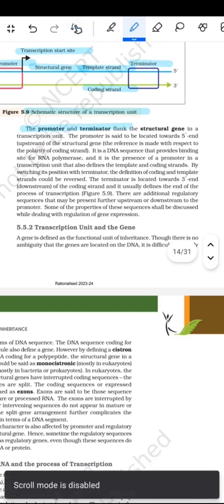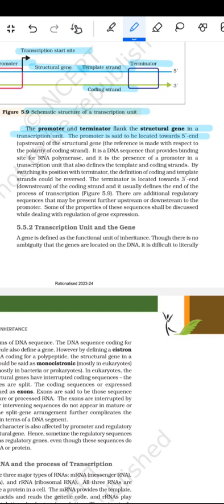The promoter and the terminator flank the structural gene in the transcription unit. The promoter is said to be located towards the 5' upstream of the structural gene. The reference we made is with respect to the polarity of the coding strand. It is a DNA sequence that provides the binding site for RNA polymerase, and it is the presence of a promoter in a transcription unit that also defines the template and the coding strands.